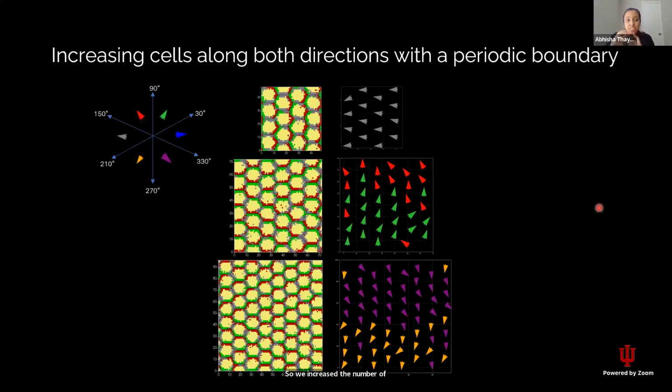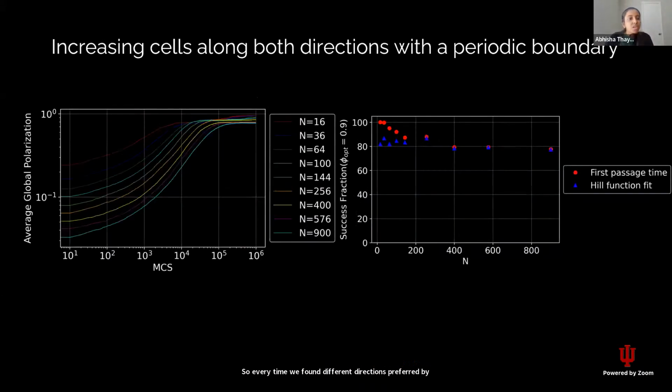When we increased cells along both directions with the periodic boundary, we found that there is no preferred direction for the system to self-organize. Every time we found different directions preferred by the system. From the success fraction, we found that as we increase the system size, the success fraction roughly stabilized at 80% in the presence of a periodic boundary.